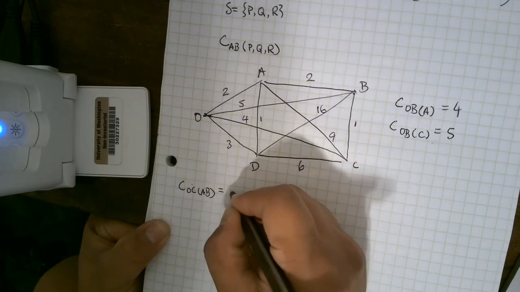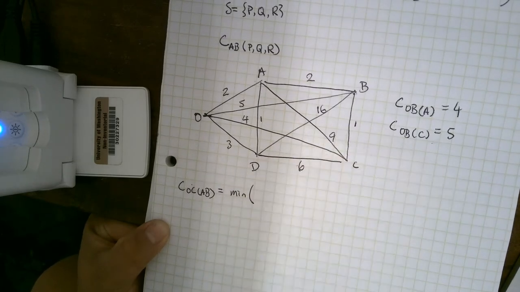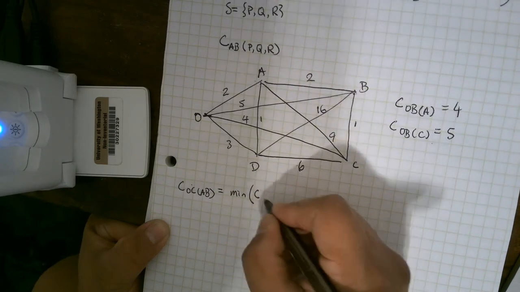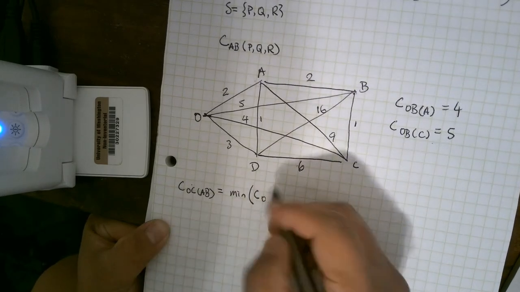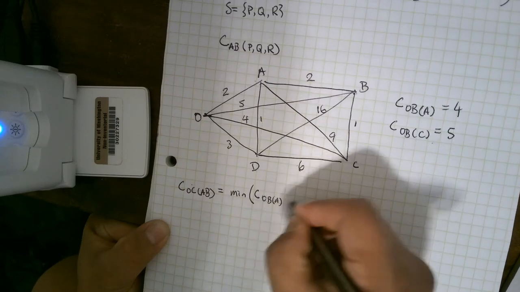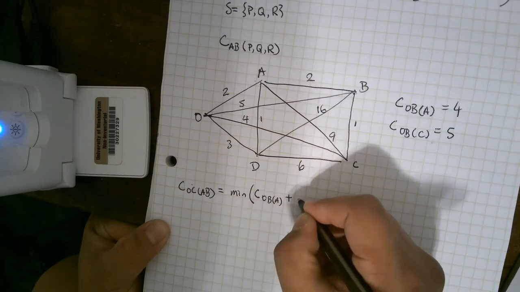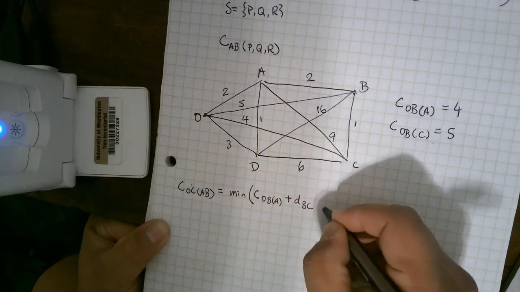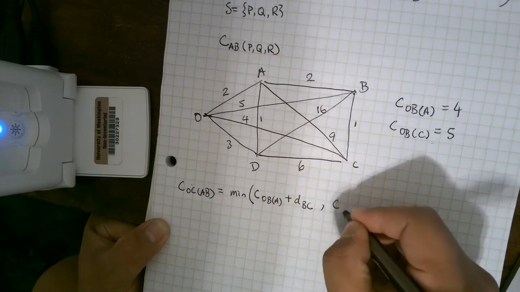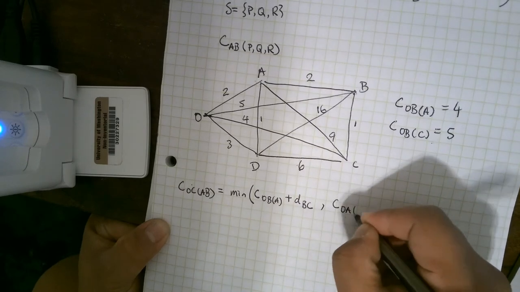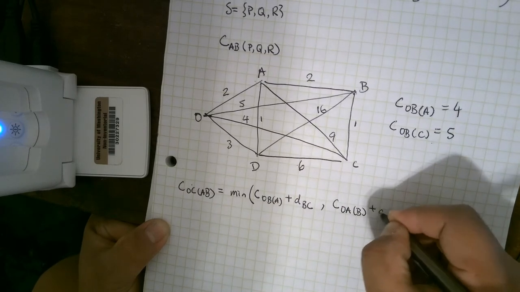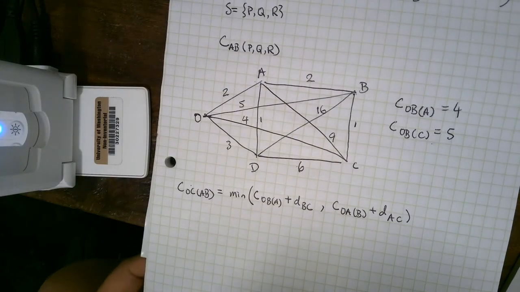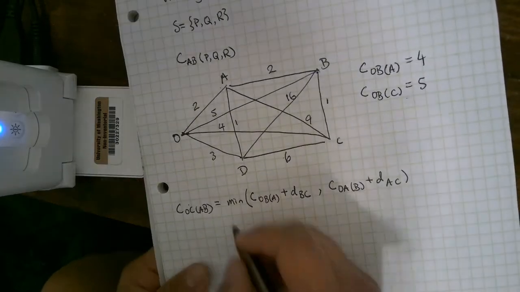Okay, well, that is the minimum. You can either go from O to B and also visit A, and then add the distance from B to C so that we end at C. Or you can go from O to A and also visit B, and then add the distance from A to C. Minimum of those two things.